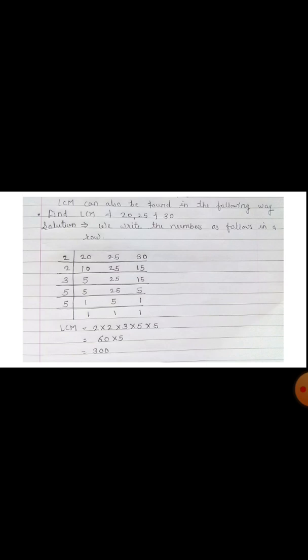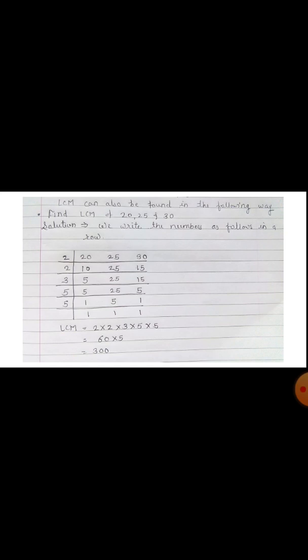Here the number 15 is divisible by 3. So 3 fives are 15. The quotient is written below the 15 in the next row. Now the numbers in the next row are 5, 25 and 5. So all these numbers are divisible by 5. If we divide these numbers, the quotients are 1, 5 and 5, which I have written in the next row. Again 5 is divisible by 5. Therefore the LCM is 2 multiplied by 2 multiplied by 3 multiplied by 5 multiplied by 5.